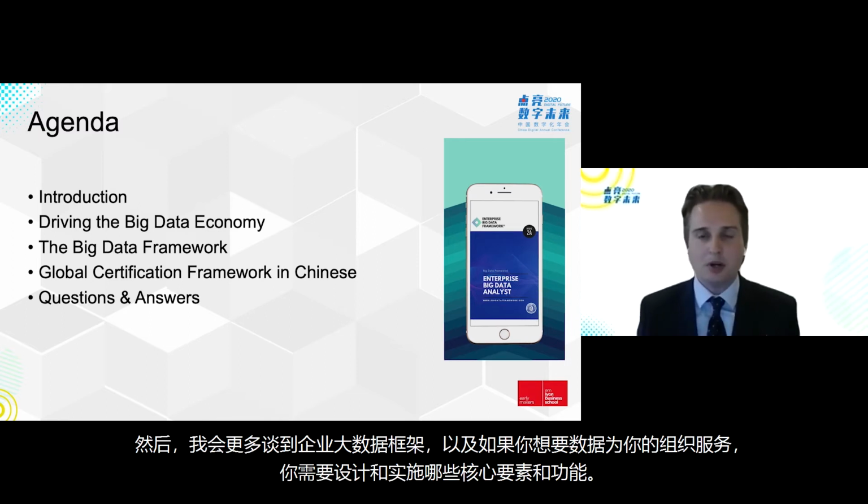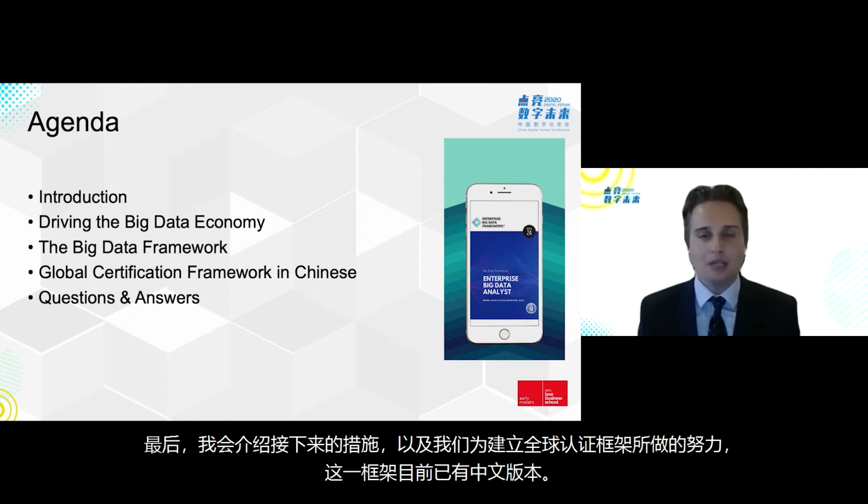In the second part of my speech, I will talk more about the enterprise big data framework and the key core components and capabilities that you would need to design and implement in order to make data work in your organization. Last but not least, I will introduce the next steps and the steps that we've taken to put a global certification framework, which is now available in Chinese language as well.